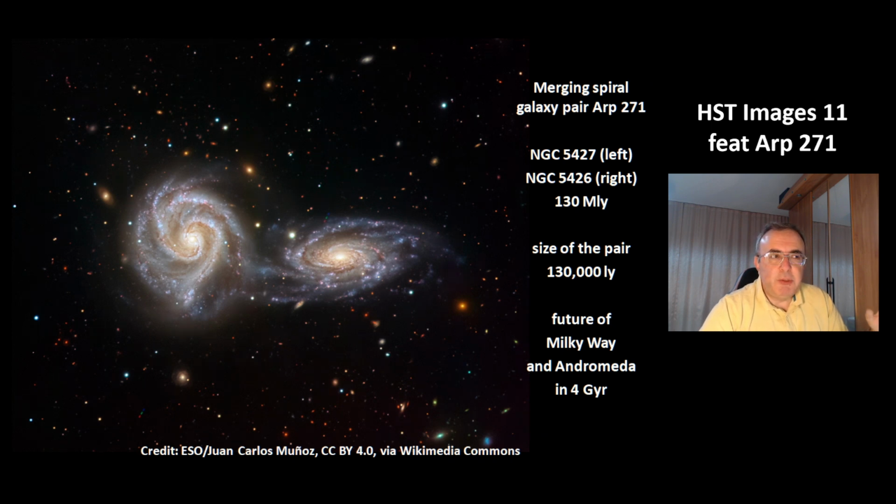This is a very beautiful image of the merging spiral galaxy pair Arp-271. At the left, that's the spiral galaxy NGC 5427, and at the right, 5426. They are at a distance of 130 million light years. Their combined size is 130,000 light years. This is how the future of the Milky Way and Andromeda could look like in 4 billion years when the merger process starts.